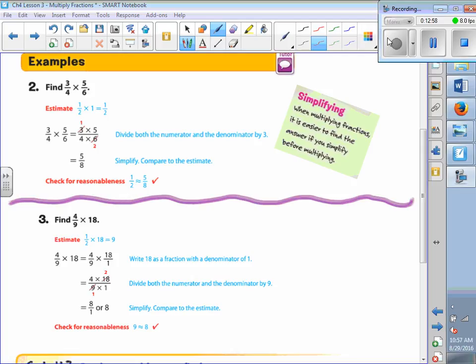So here we have 4/9 times 18 over 1. Then you can see you can simplify out a 9 out of the 9 and the 18. Is everybody clear? Yeah. So we have 4 times 2, which is 8, and 1 times 1 in the denominator, which is 1. 8 over 1 is the same thing as just 8. Very good, very good. All right, so let's do some together.